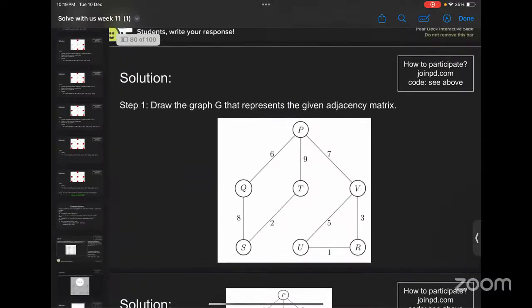This is the graph, right? I cannot hear you. Maybe you got muted, so you can unmute yourself again. Sorry. It wasn't me. Okay.